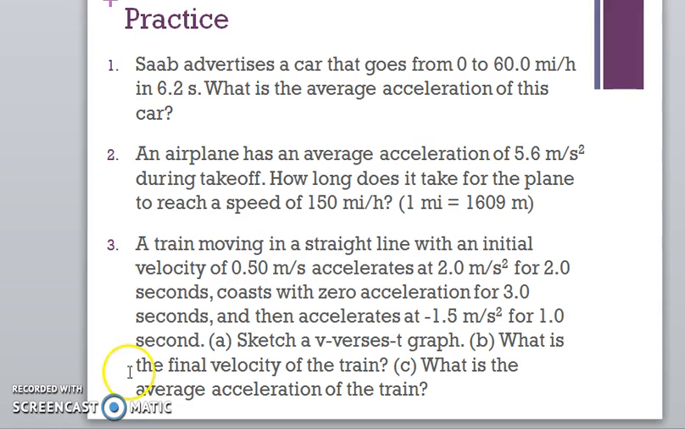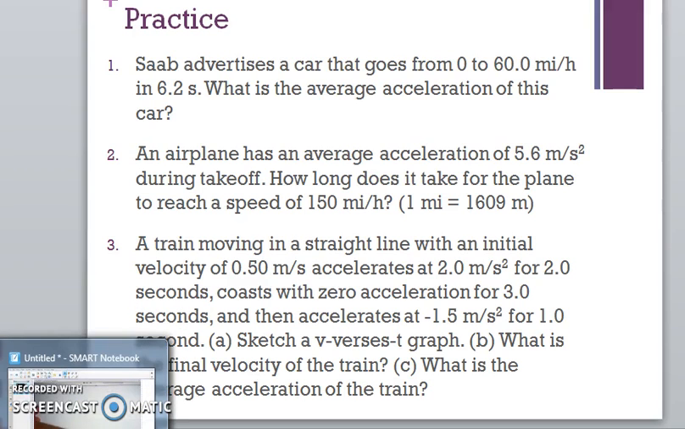Now we know when we're dealing with acceleration, we're going to have to be in meters per second and meters per second squared, and for time we'll have to be in seconds. So if you're given any other frames of time or speed, anything like that, you will have to convert back to our SI units. So let's see. We have an airplane taking off at 5.6 meters per second squared. It needs to reach a speed of 150 miles per hour for takeoff. How long does it take? So we're going to be solving for time.